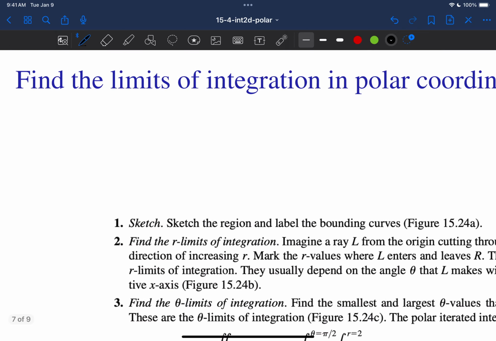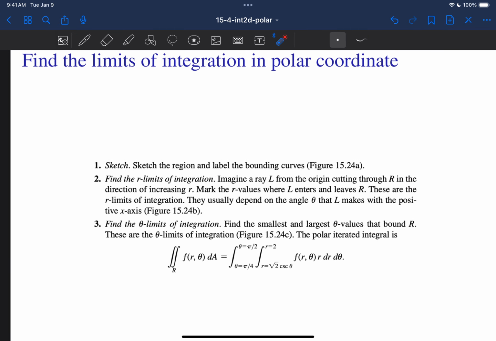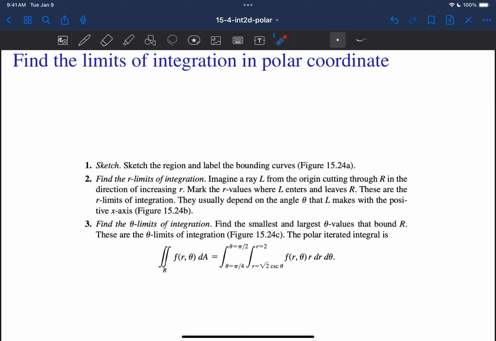All right, next example. Before the next example, we can conclude or summarize what we've done for polar coordinate computation. So first, sketch the region and label the bounding curves, and then find the r limits of integration, so r plus and r minus.